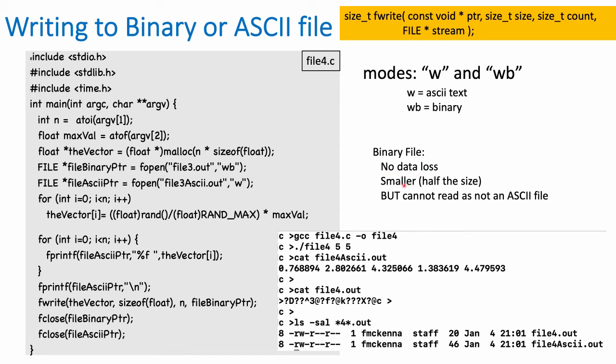If we're saving floats versus writing out floats as text, we're actually going to have output that is half the size. Sorry, a float is 4 bytes. You'll see that when you write as text, typically, you're going to get 8 characters.